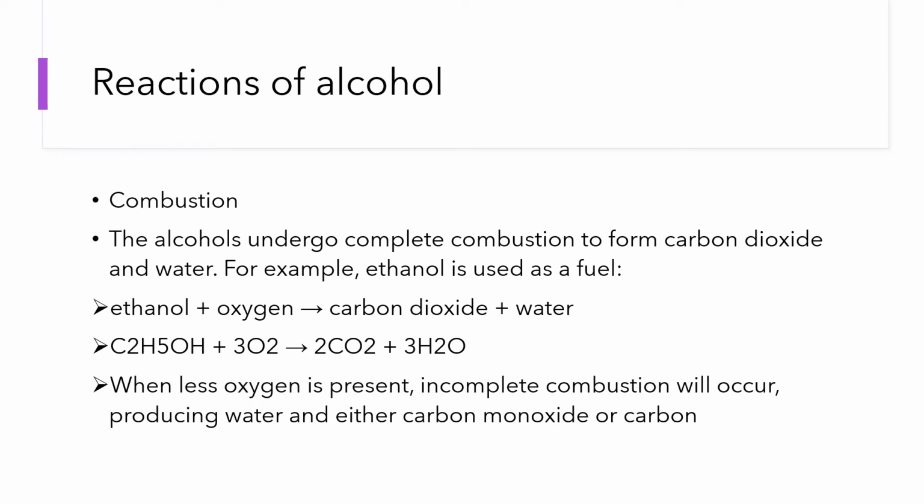So ethanol plus oxygen goes to carbon dioxide plus water. C2H5OH plus 3O2 goes to 2CO2 plus 3H2O. When less oxygen is present, incomplete combustion will occur, producing less water and either carbon monoxide or carbon.